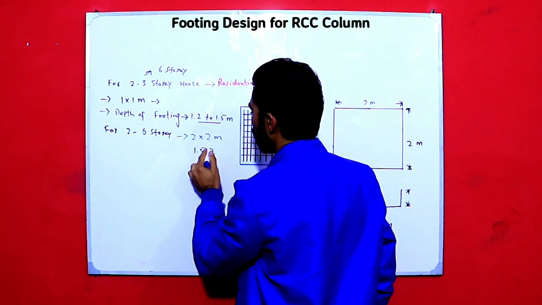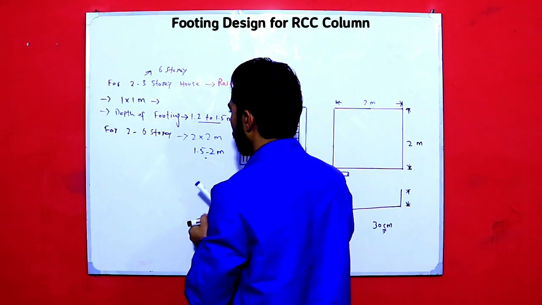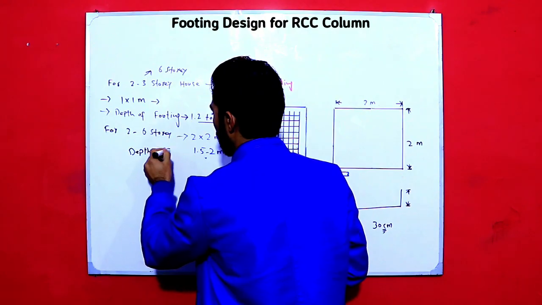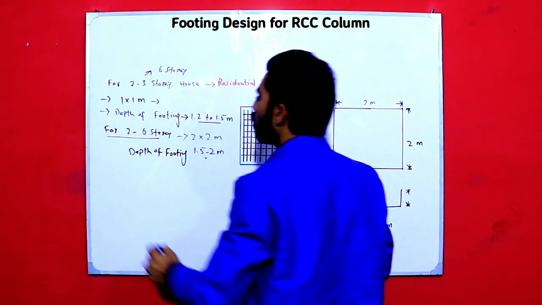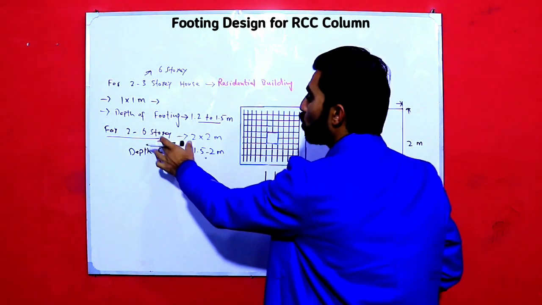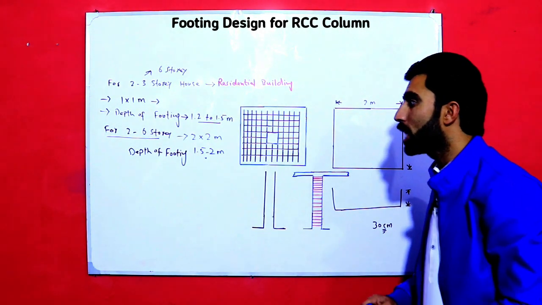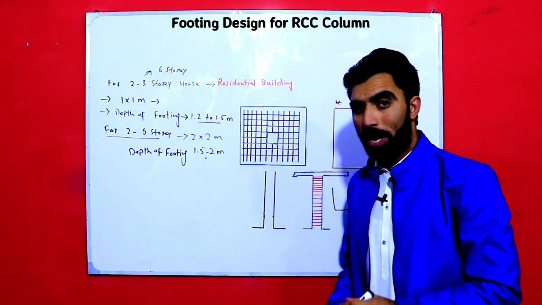1.5 to 2 meter you can keep its depth of footing. Okay, guys, for 2 to 3 story you can keep 1 by 1 meter, and its depth should be 1.2 to 1.5 meters.